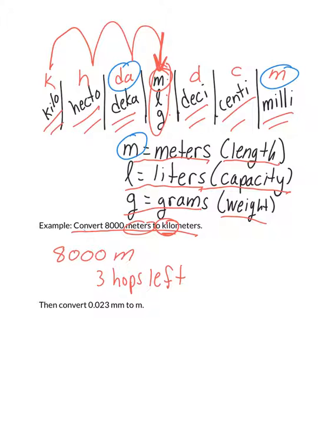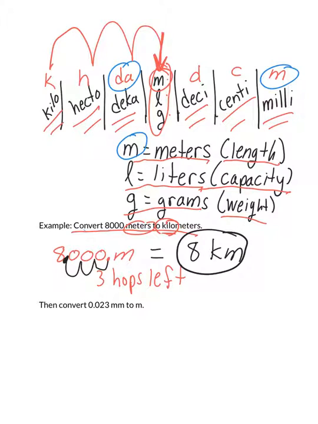So 8,000, the decimal point is going to be on the far right. If you don't see the decimal point, you can always safely assume it's on the far right. And I'm going to move it 3 hops to the left. Here we go. 1, 2, 3. Its new location, when I plunk it down, is right after the 8. So let me write this a little bit neater. So 8,000 meters is going to be the same as 8 kilometers.